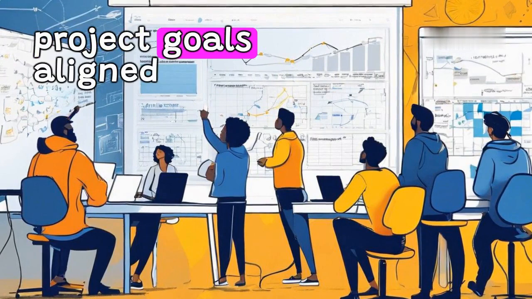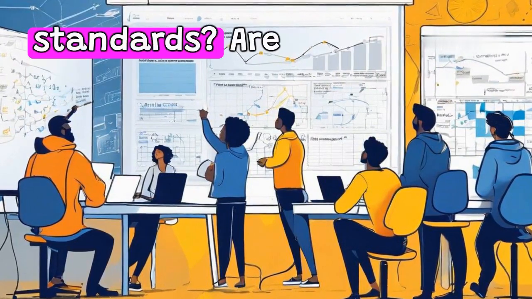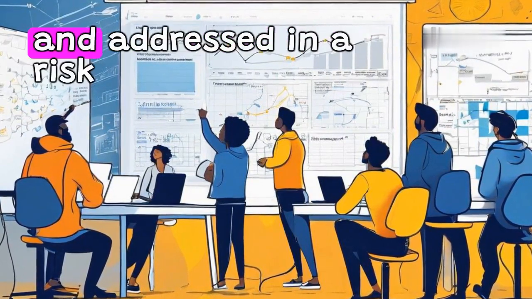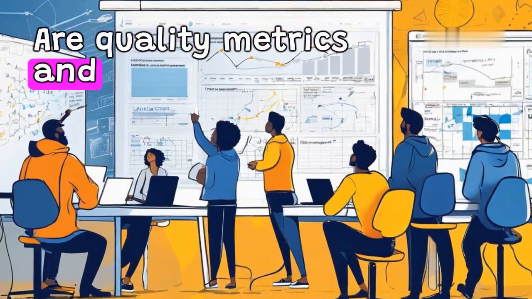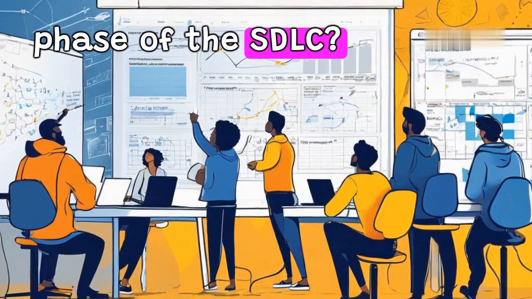Are project goals aligned with organizational objectives and quality standards? Are risks and potential problems identified and addressed in a risk management plan? Are quality metrics and success criteria established for each phase of the SDLC?